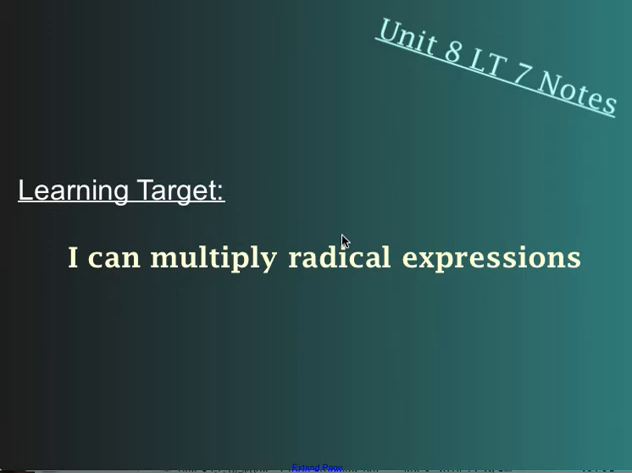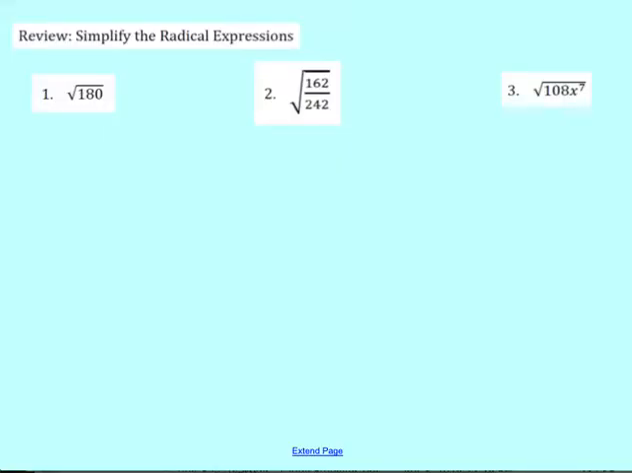So our goal for today is learning to multiply radical expressions. That's what we're going to be working on today. And in order to do that, we need to review some ideas that we've been doing with radicals thus far. So let's go ahead and take a look at it.